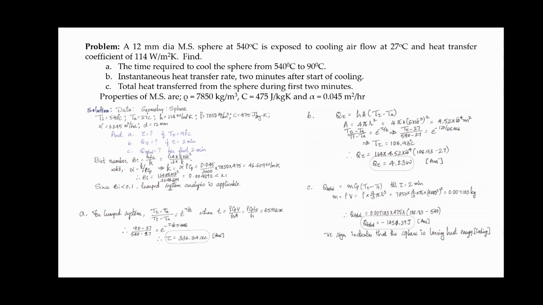I think this will help you in understanding the criteria for lump system analysis and the method of solving problems using lump system analysis. In the next class, we will talk about the graphical method of solving transient conduction problems when the Biot number is greater than 0.1.